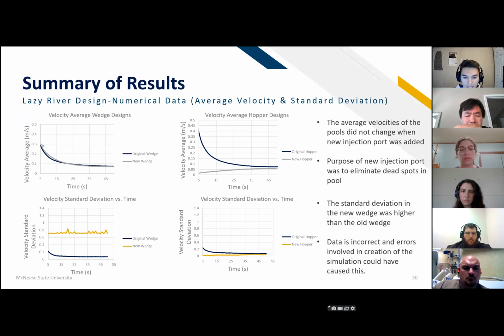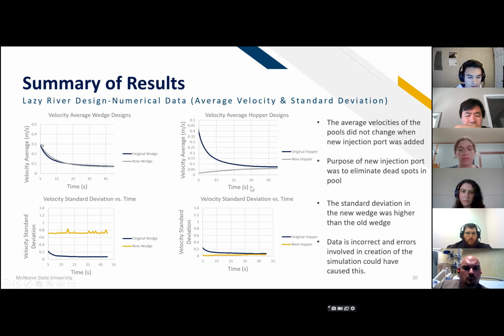Next, if you go over and look at the top right picture with the hopper design, you'll see the comparison between the original hopper and the new hopper design. You'll see that initially they start off at a large difference between the average velocities, but as the pool begins to stabilize, you'll see that the pool velocity starts to get very close again, similar to the original and new wedge.